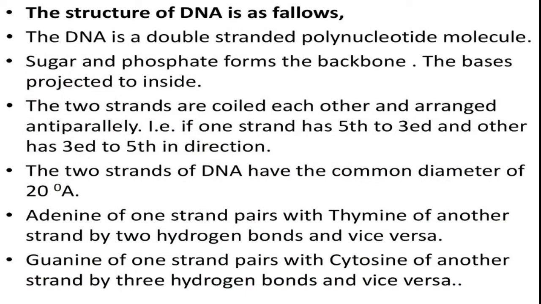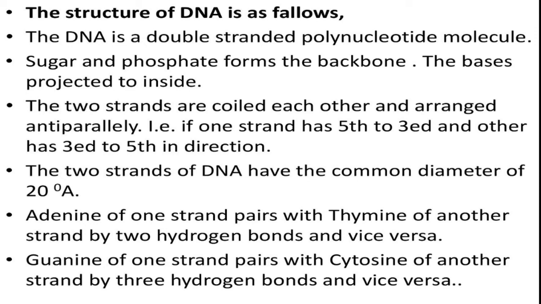So we're going to study the structure of DNA. DNA is a double-stranded polynucleotide molecule. Sugar and phosphate form the base of the DNA. We have already seen a sugar being attached to a phosphate. So this is the backbone of the DNA. These two strands are coiled together and are anti-parallel in nature. For example, if one strand runs from 5' to 3', the other strand runs from 3' to 5', opposite to each other, anti-parallel to each other. The two strands of the DNA have a diameter. Between the first strand and the second strand, the diameter is about 20 angstrom.